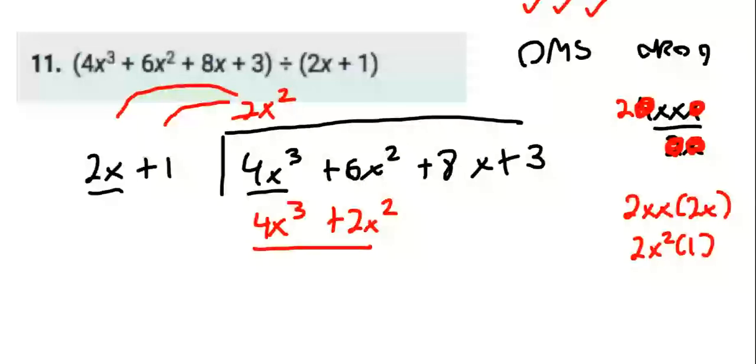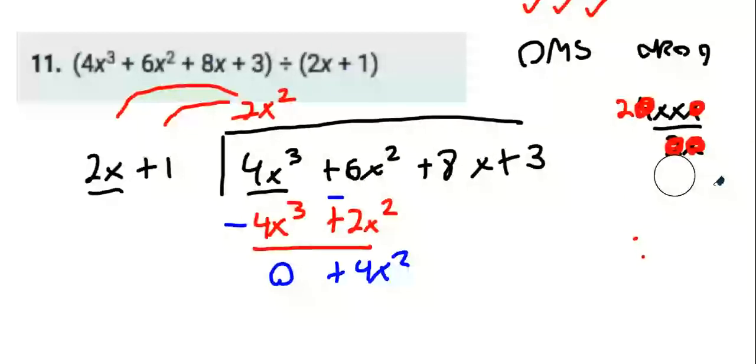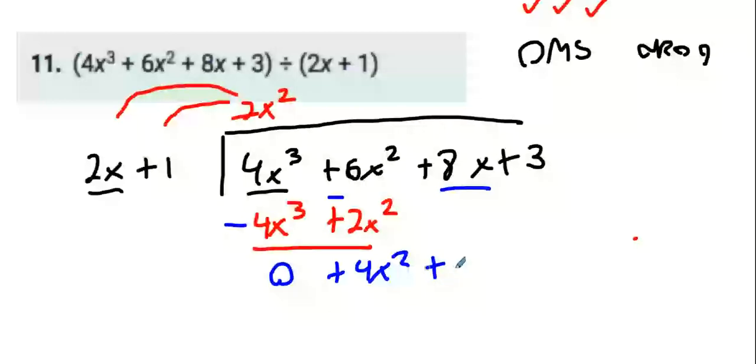So how do you subtract? What do you get? 0. 6 take away 2. 4. It's 4 of them right there. Ready? It's 4 of them right there. Now, we've got to drop. What are we dropping? We're dropping 8x.